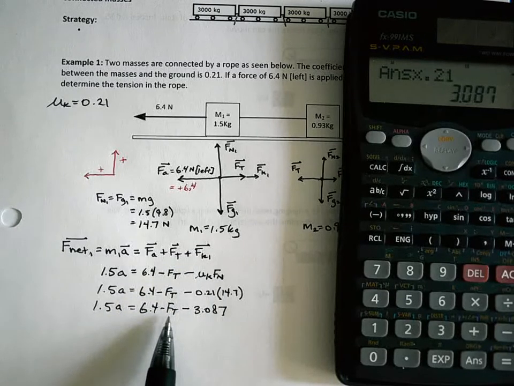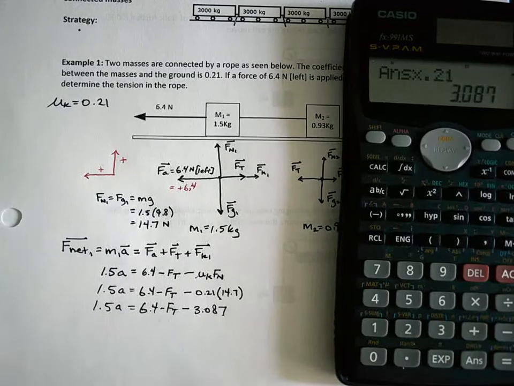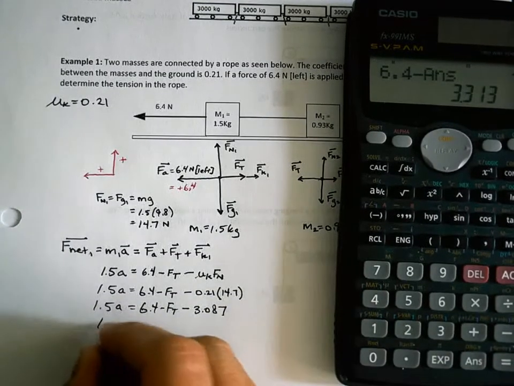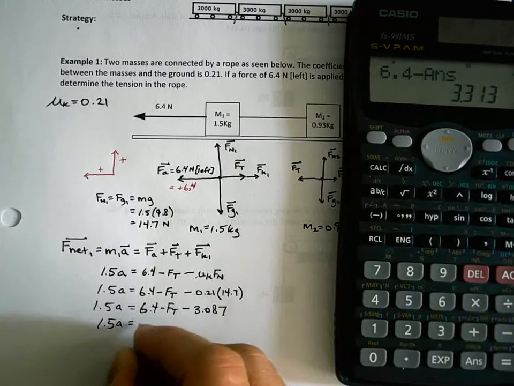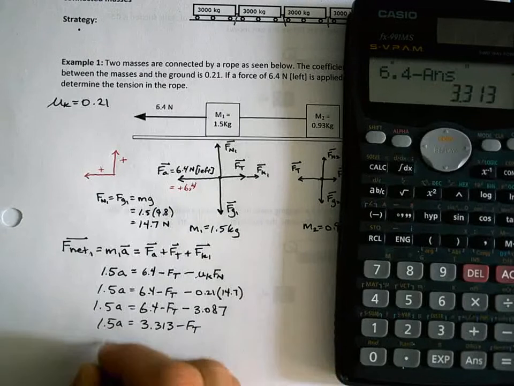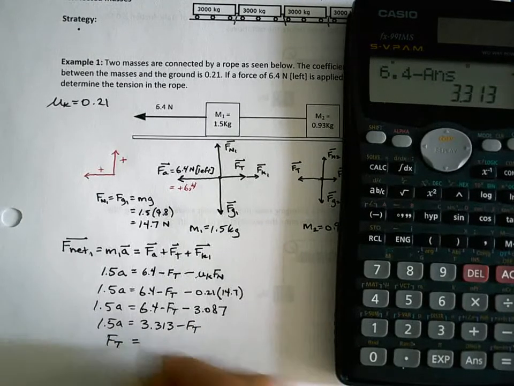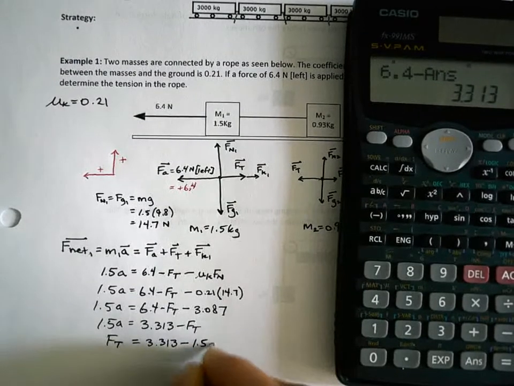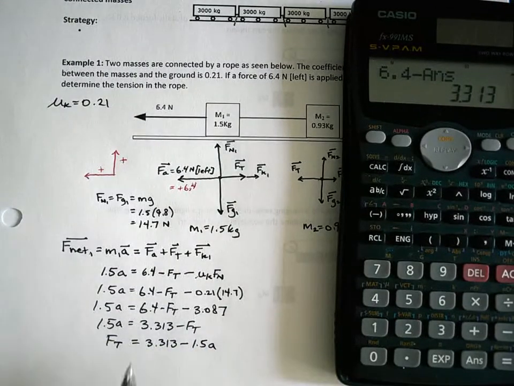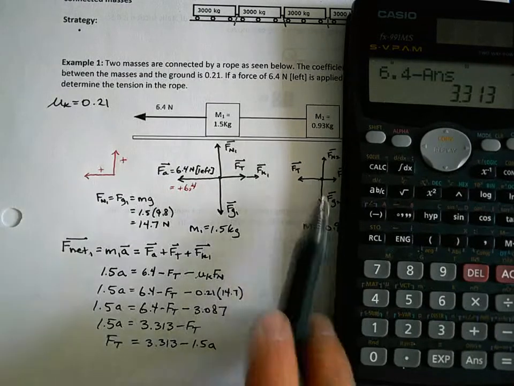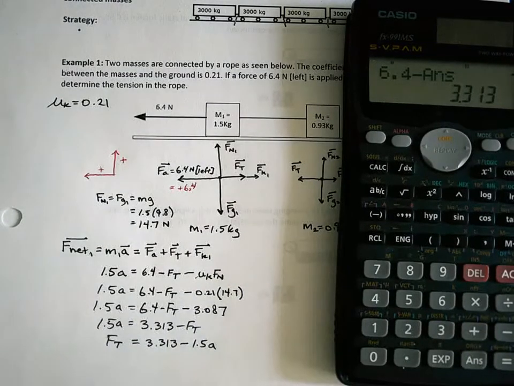What we did last time is we tried to get Ft by itself. So 6.4 minus my answer. 1.5a is equal to 3.313 minus Ft. I'm going to bring Ft to the other side, and then I'm going to get 3.313 minus 1.5a. If you remember, we're going to get another equation for the second block, and we're going to be able to set the Ft's equal to each other.